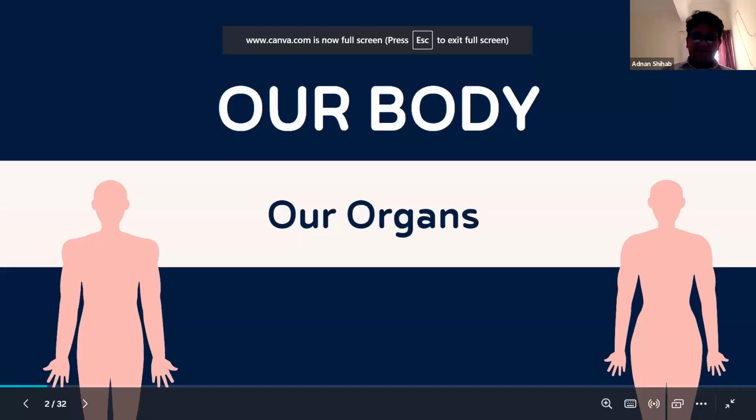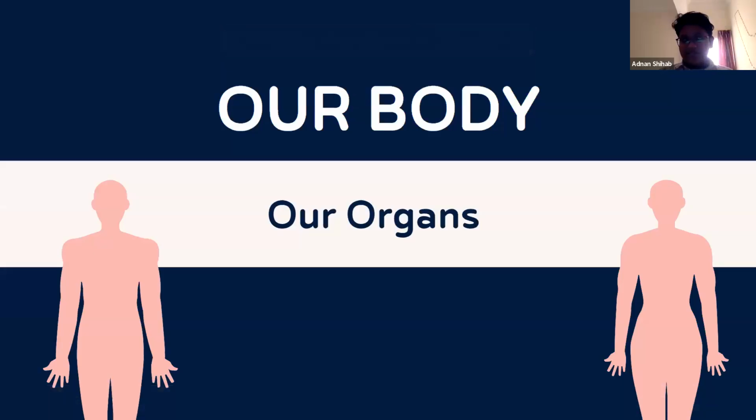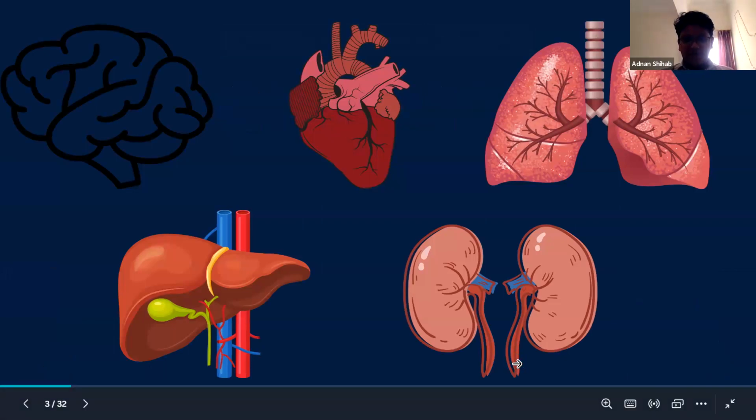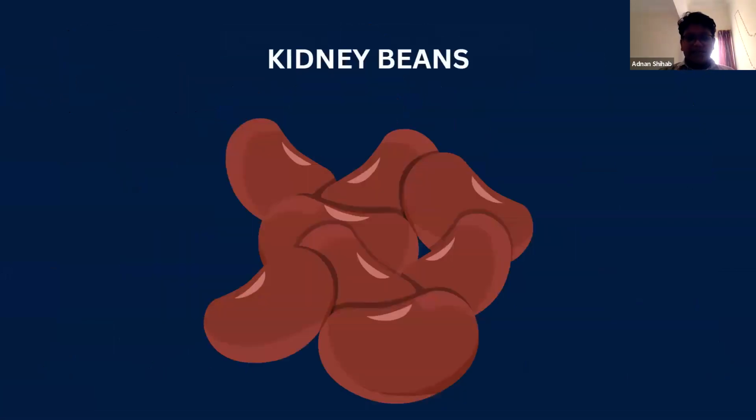Okay, so there are important things which we need. I'll tell about the organs which we need for sure: brain, heart, lungs, liver, and also kidneys. These are the 5 things which we need for sure. Then kidney beans. Most people know kidney beans look just like the kidneys.